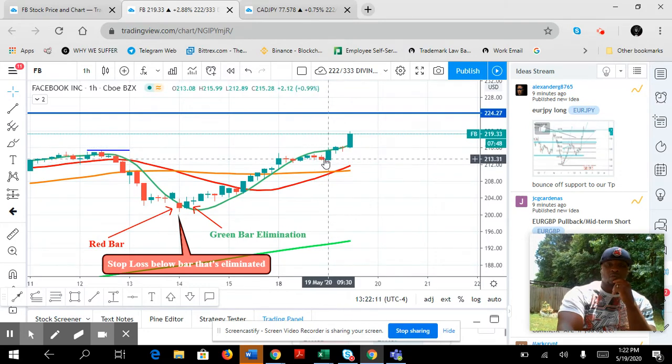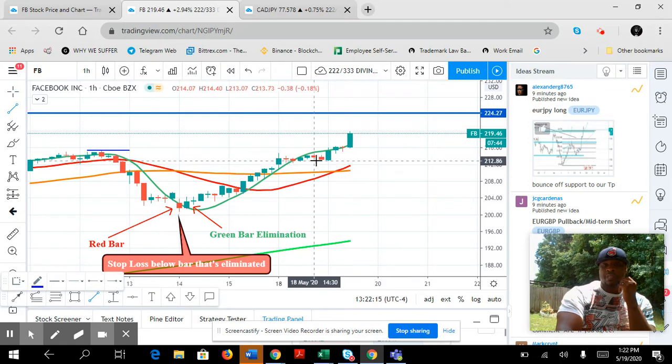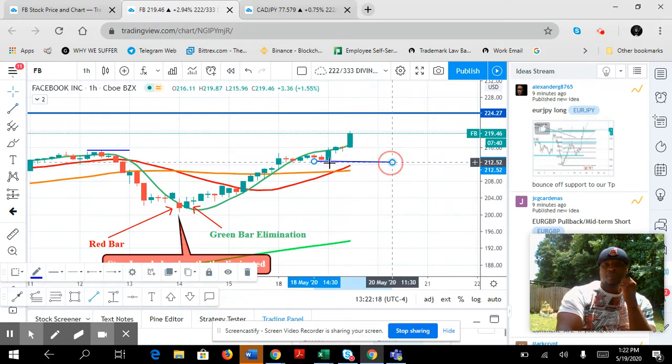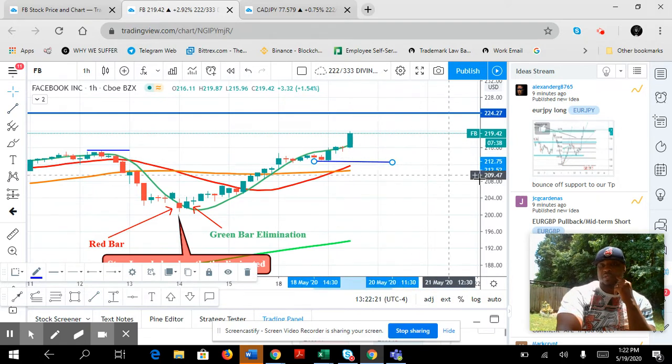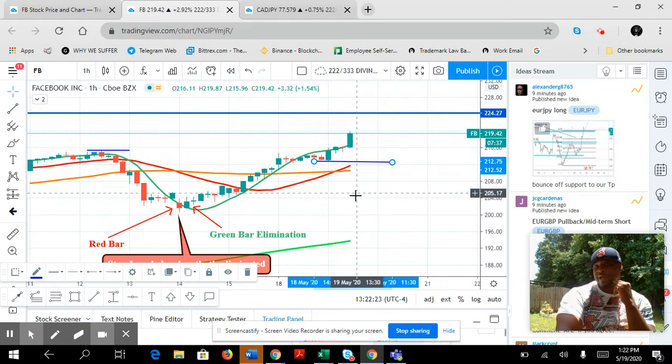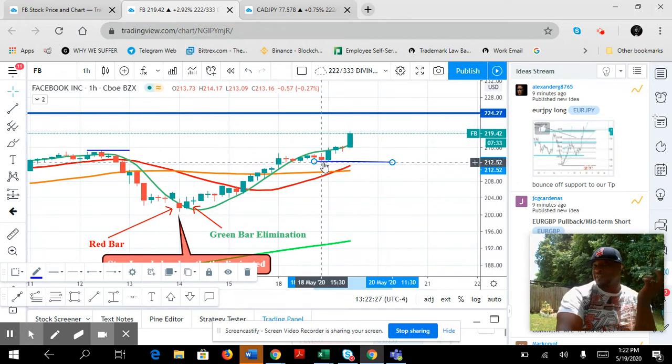Where your stop loss go? Right here below the bar that was eliminated. If a red bar was eliminated, you put the stop loss below the red bar. You do it a few cents. Okay. This is around $12.75. Maybe you want to do it in $12 and maybe 52 cents.